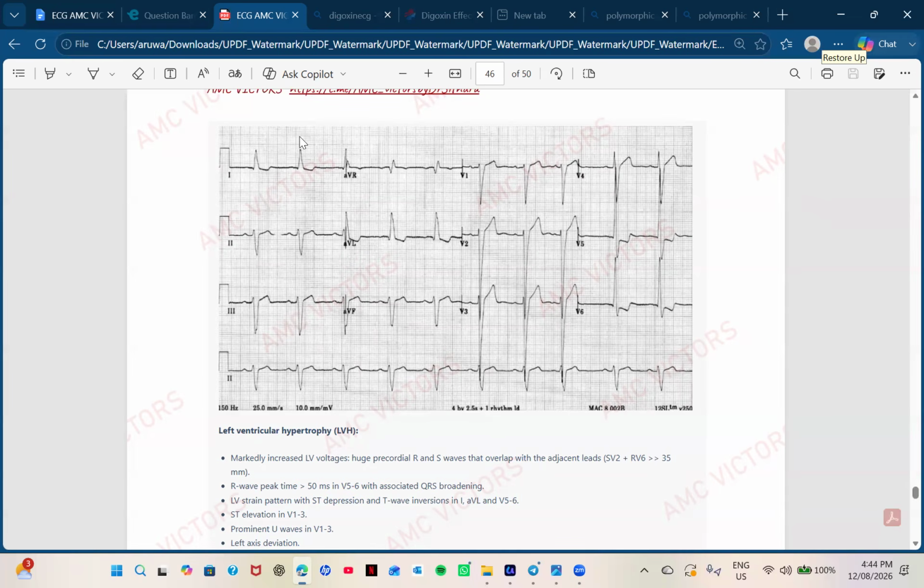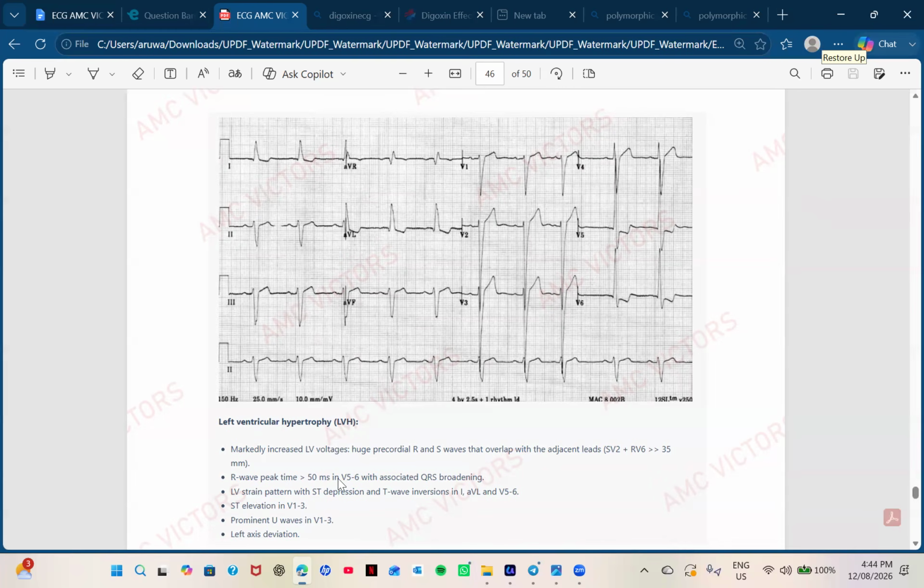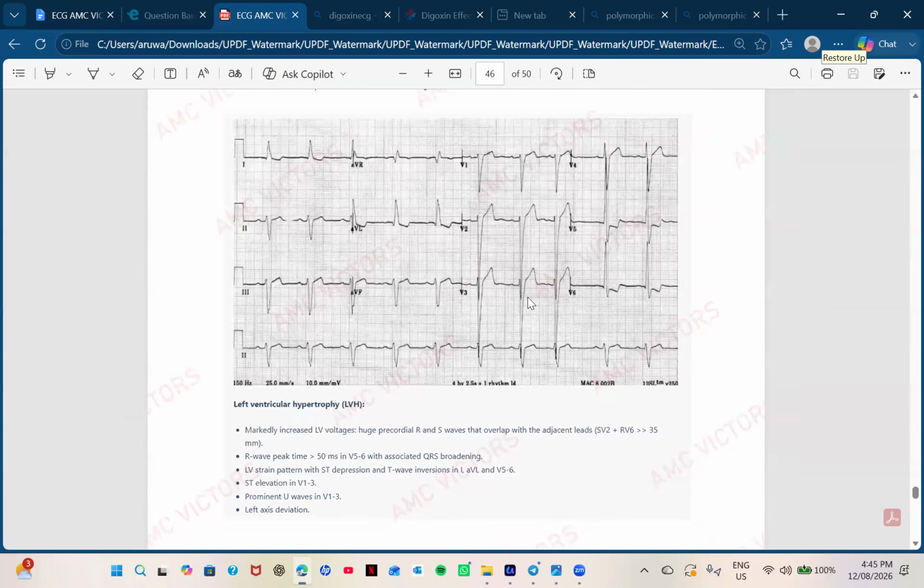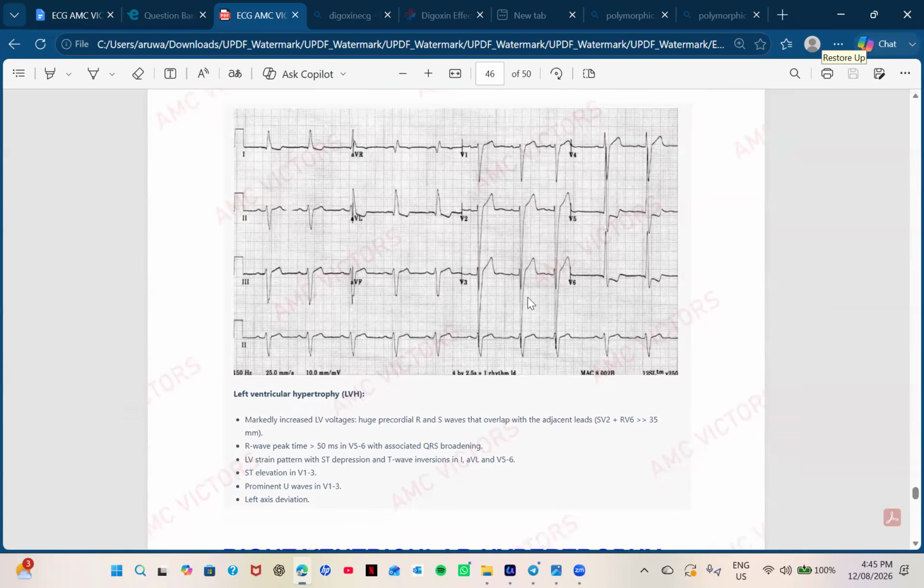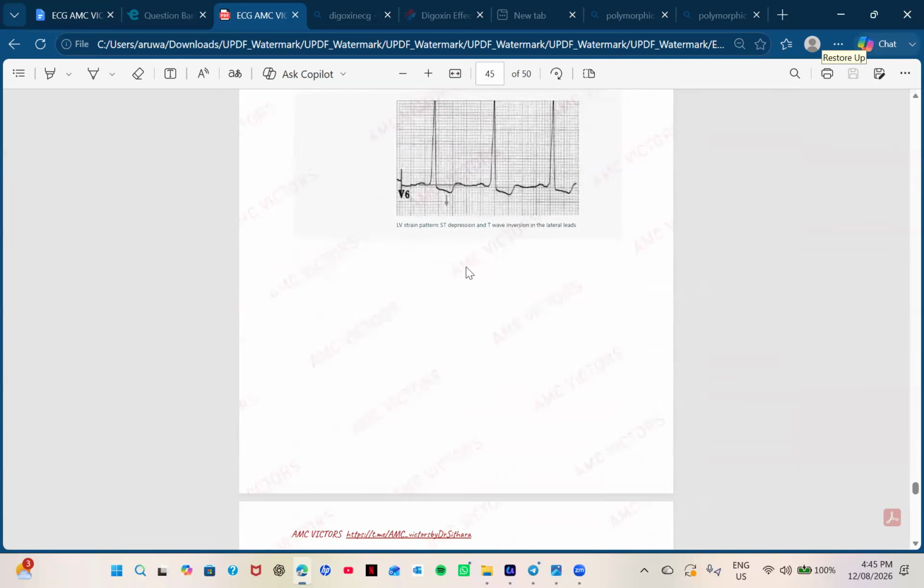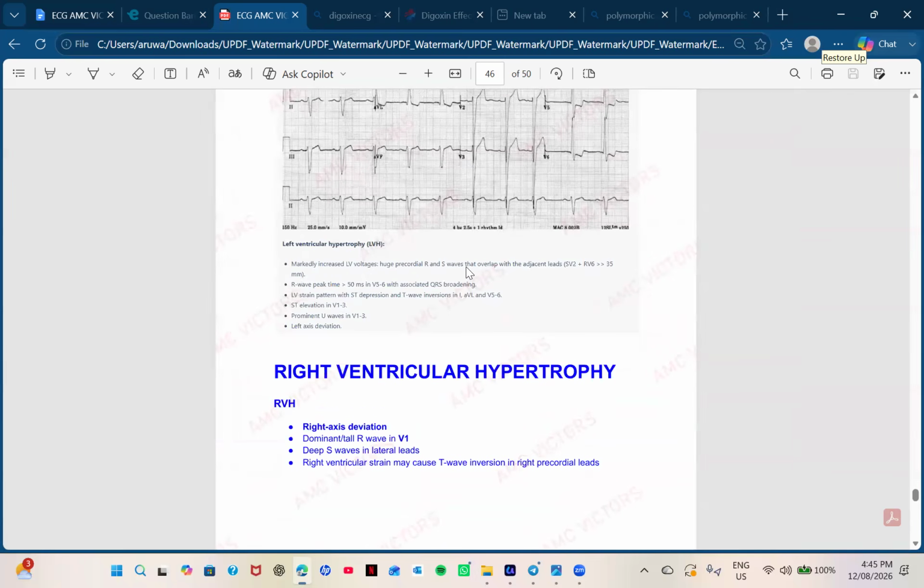The QRS complex: see the R wave peak time more than 50 milliseconds in V5 to V6. So here you can see it is highly increased, right? Associated with the QRS broadening. I will show this from the image, with the question. Otherwise, it's not just from the ECG, because sometimes the ECG does not give the proper picture and is not conclusive, right? That means if there is no ECG finding, that doesn't mean we can exclude the hypertrophy, right?